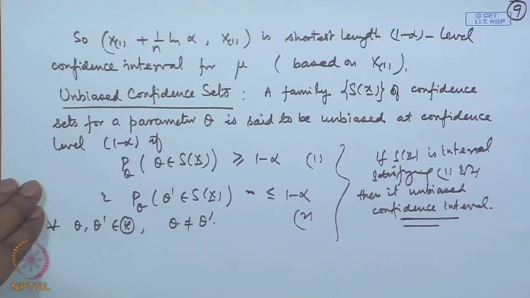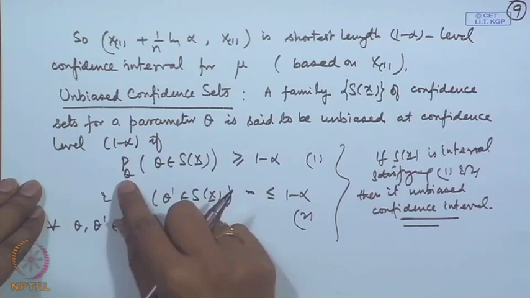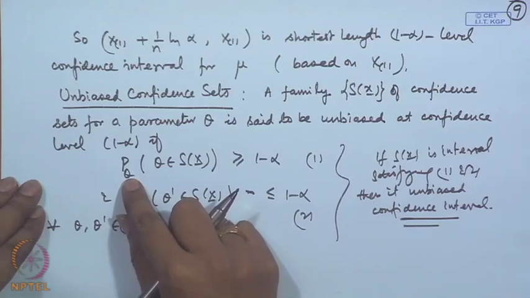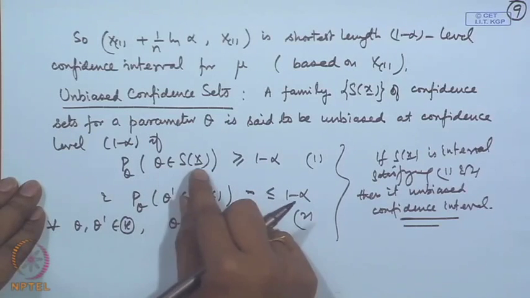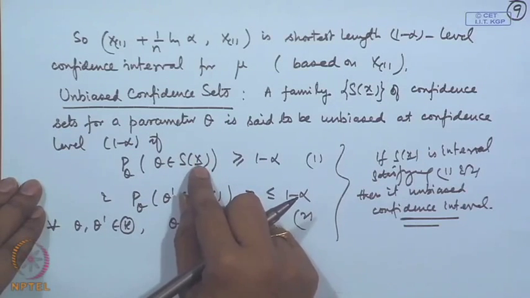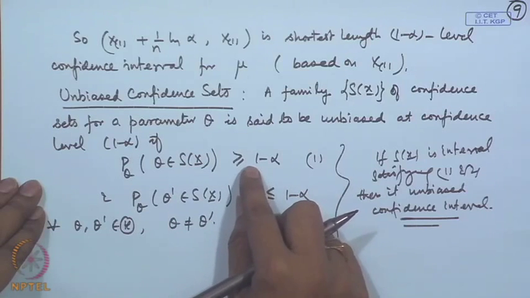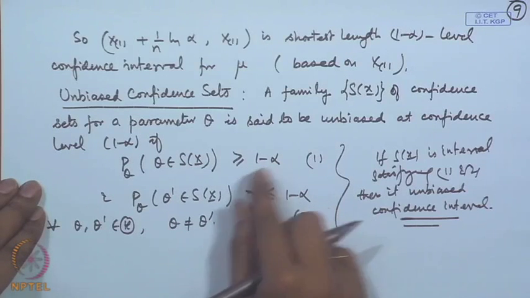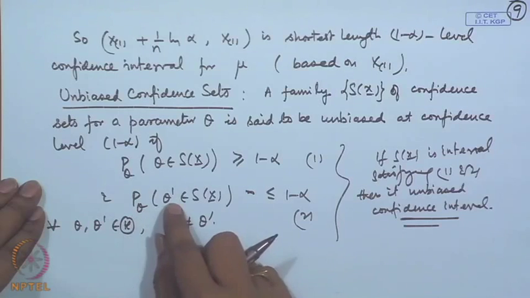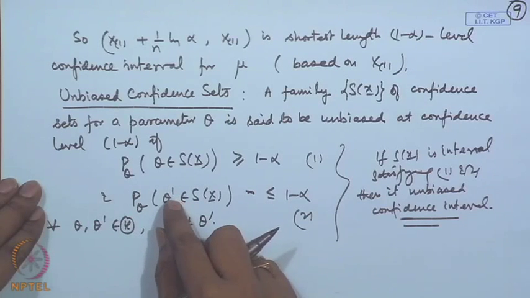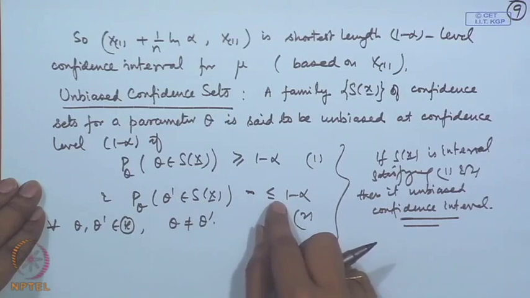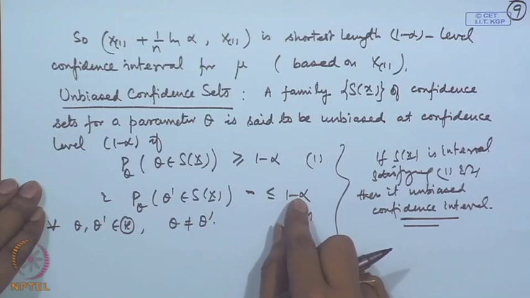So, what is the actual interpretation of this? What we are saying here is that if the true value is theta, then the true value is included in the confidence set with probability at least 1 minus alpha, and if theta is the true value, then theta prime is a false value, and that value is included with probability less than or equal to 1 minus alpha.